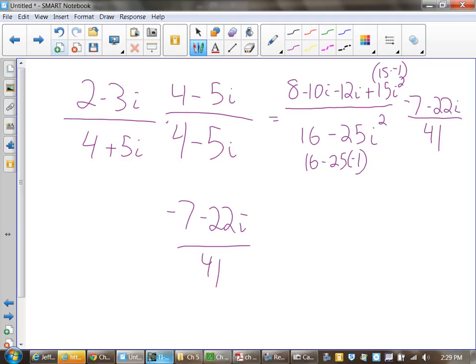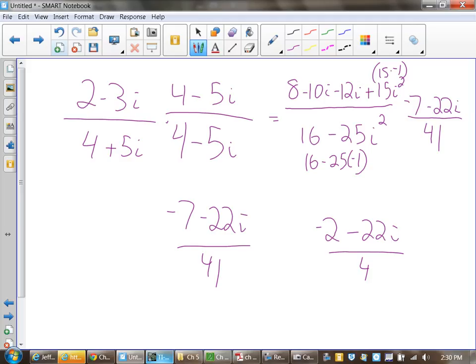But if there was, let's say you had negative 2 minus 22i over 4, if you had something like that, what could you divide everything by? You could do something like that. Just remember to look at those three terms to see if there is something you can simplify out.